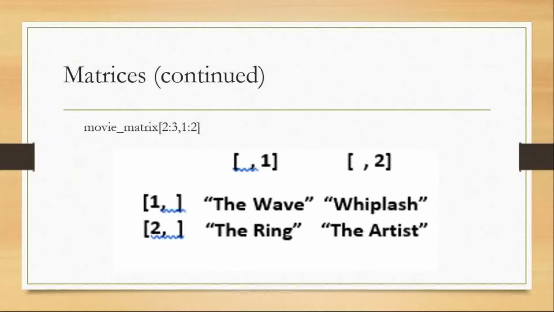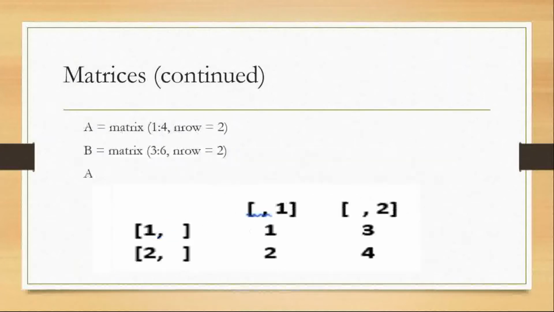We are trying to select a range of values. That is, in the row position, we are selecting second and third rows, and in column position, we are selecting first and second columns. So the set of values which fall under this condition are the wave, whiplash, the ring, and the artist.